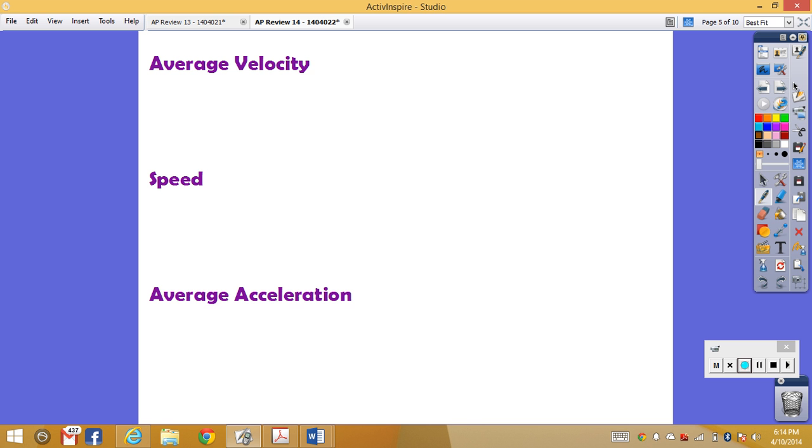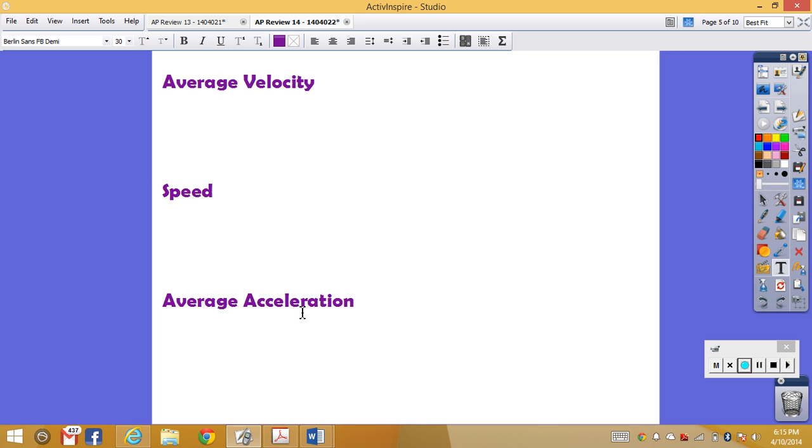Next, average velocity we talked about yesterday, just reminding you that there are 2 different ways. I'm actually going to skip over just to save a little bit of time. I'm going to skip over average acceleration and average velocity and only do speed.